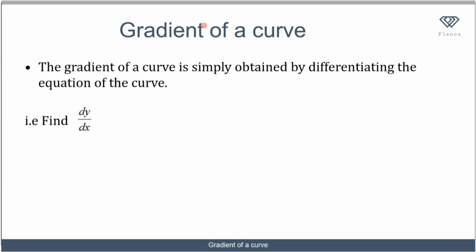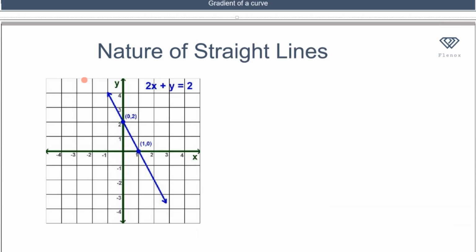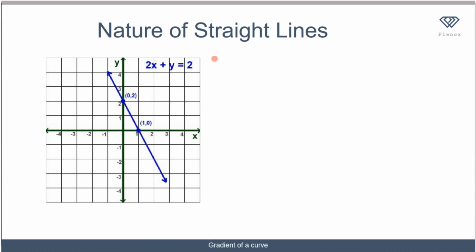And to explain what I mean by that, we are going to look at two cases: when the curve is a line and when it is a parabolic or a quadratic curve. So let's get started. Let's talk about the nature of a straight line. Look at this straight line marked by this blue line over here. We are given the equation of this line as 2x + y = 2. So if I make y the subject of the formula, I have y = -2x + 2.